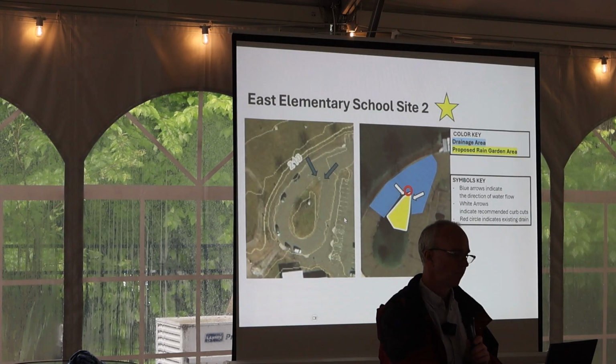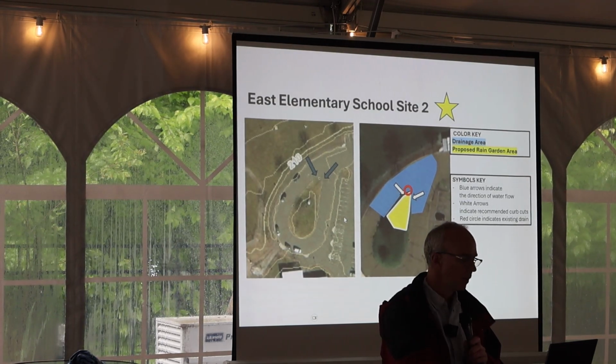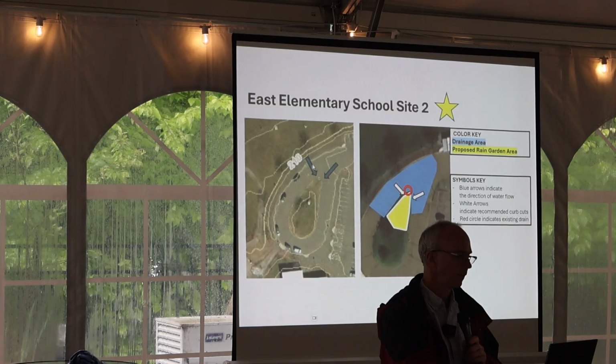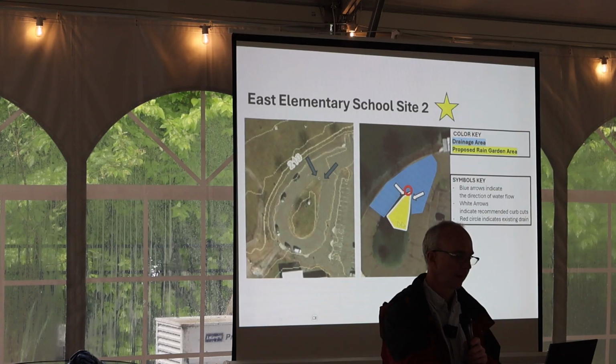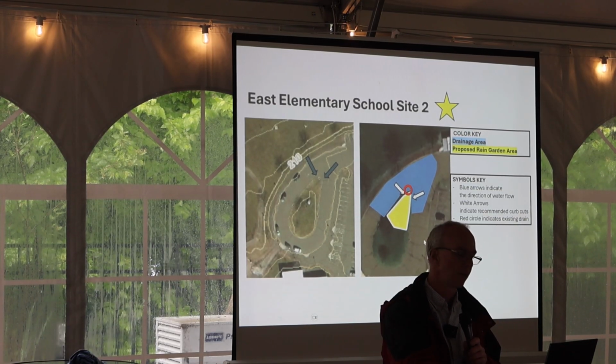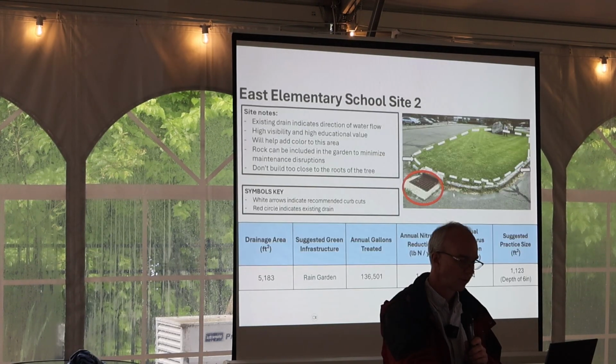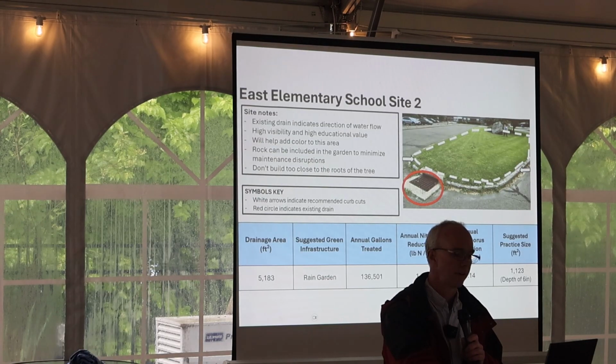So this is an example of another site in New Canaan. You can see these topographic lines here. The students identified this blue area as the watershed of this little island that they could potentially direct some runoff into. So here's a close-up of it. Water right now is going into this catch basin from that drainage area.